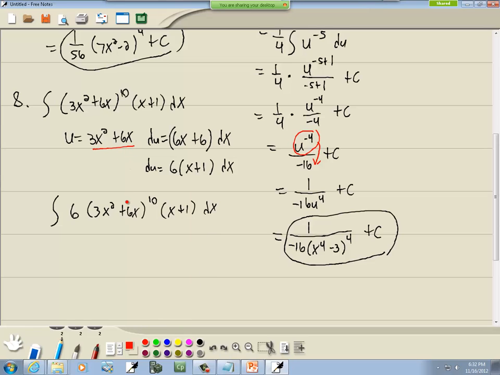So this right here is our u. Here's our 6, matches that. X plus 1 matches that. Dx matches that. So this red right here, that becomes u to the 10th. And then 6 x plus 1 dx becomes du.